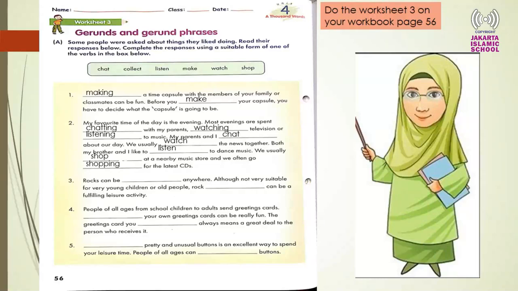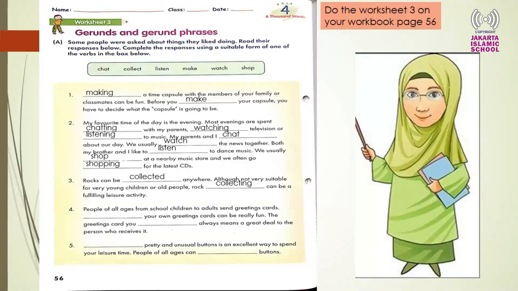The answer is: rocks can be collected anywhere. Although not very suitable for very young children or old people, rock collecting can be a fulfilling leisure activity. We move to the next number.